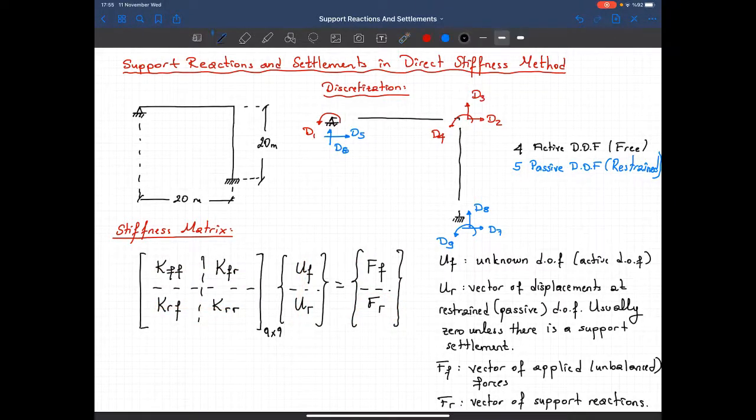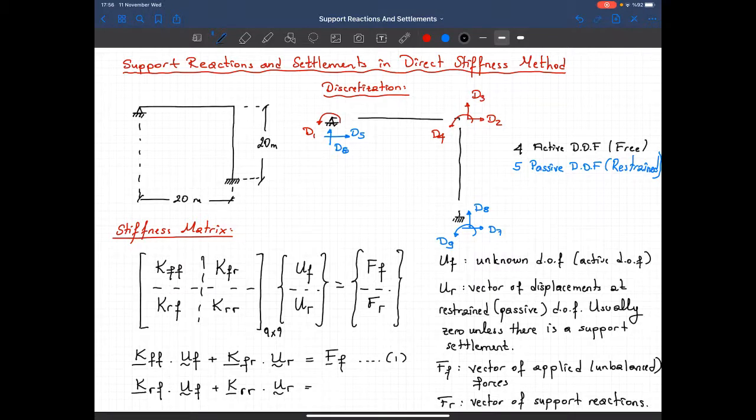So let's write it down. KFF multiplied by UF plus KFR multiplied by UR should give me the unbalanced force vector. And then my second equation is KRF multiplied by UF plus KRR multiplied by UR should give me the FR, in other words, the support reactions.